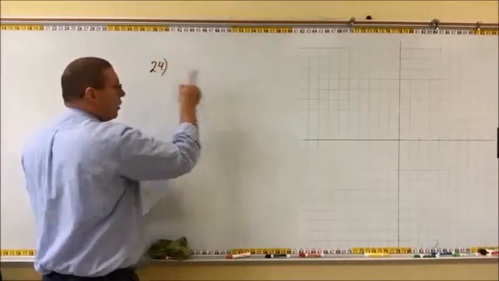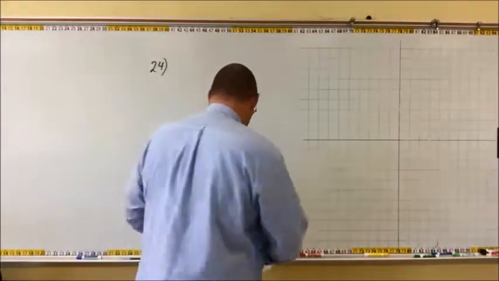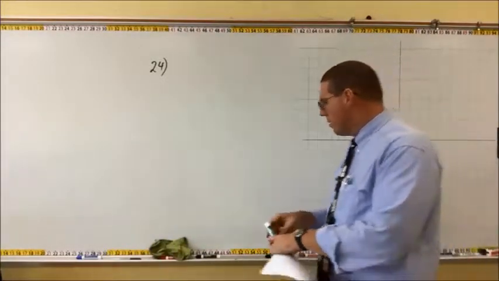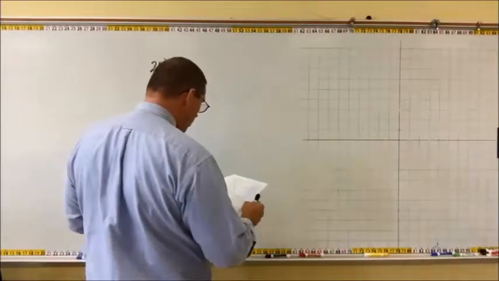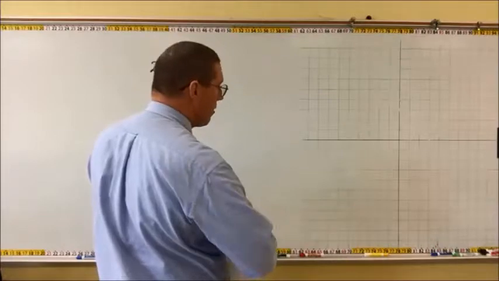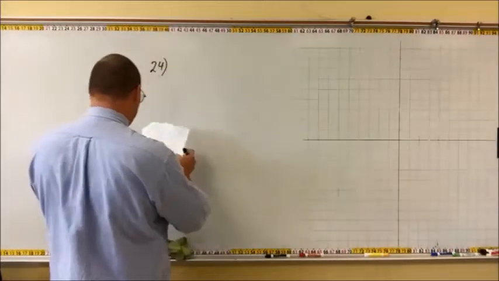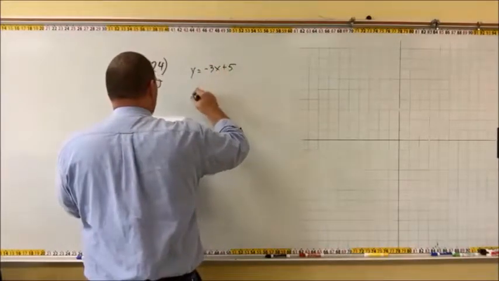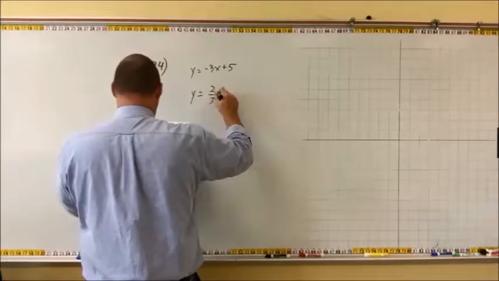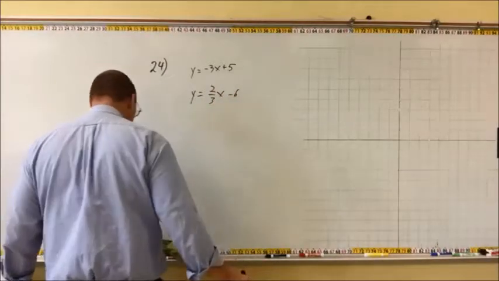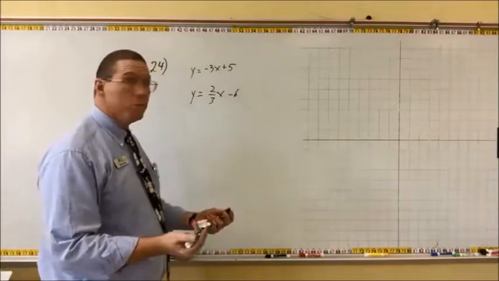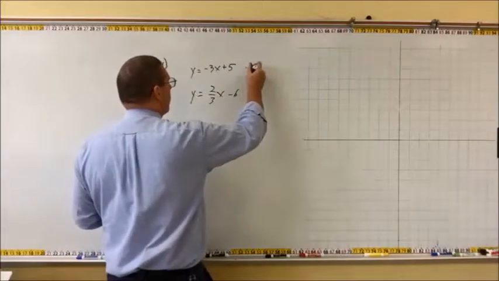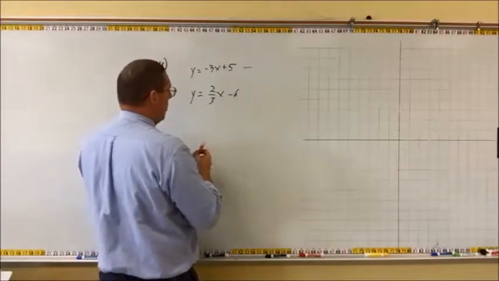For 24, we're going to use a coordinate plane, and I'm going to use other color markers, I guess orange and green maybe. It says to graph a system of linear equations to solve it. And we've got y equals negative 3x plus 5, and y equals 2/3 x minus 6. Now, if you don't know how to write the equation of a line, you're sunk here. You can't do this. We're going to draw this one in green, and this one in orange.